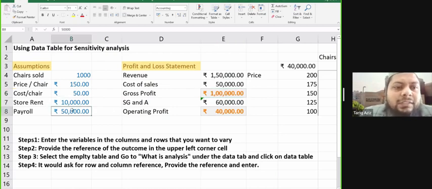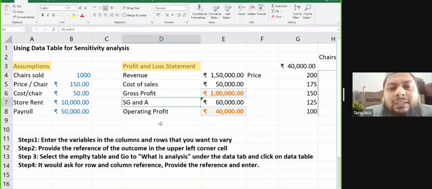Two additional types of cost are given here. One is store rent and the other one is payroll. All this combined is known as SG&A. Can anybody tell me what is the full form of SG&A? Anybody from commerce background?